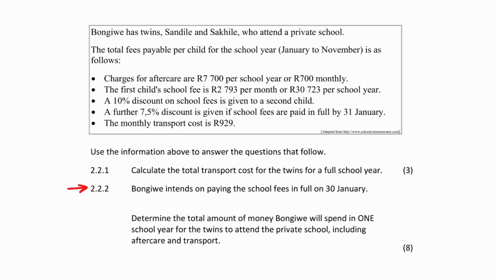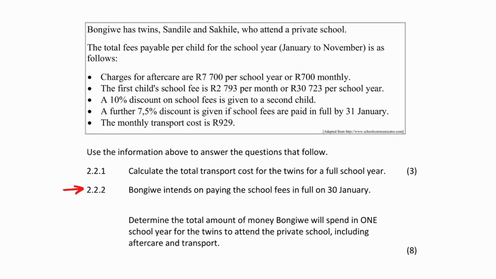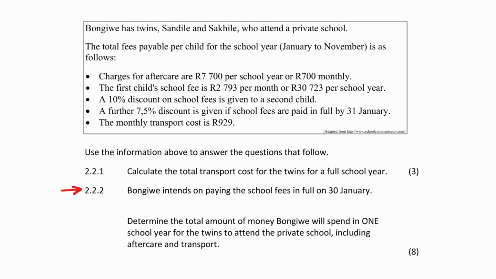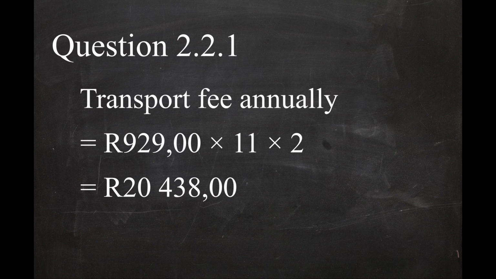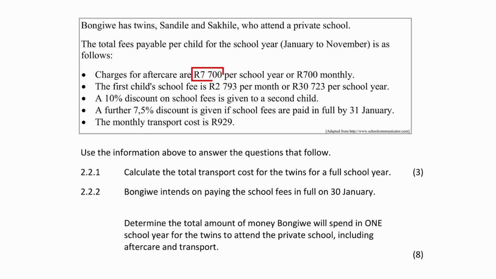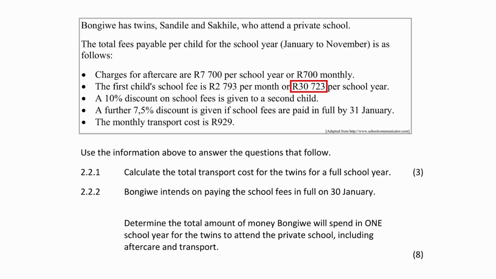In question 2.2.2, you are instructed to calculate the total amount of money payable in one school year for the twins to attend the school, including aftercare and transport, if the parent intends to pay the school fees in full by the 30th of January. From question 2.2.1, the total transport cost was calculated as R20,438. The total charges for the aftercare for the twins is R7,700 per year multiplied by 2 children, and this equals R15,400.